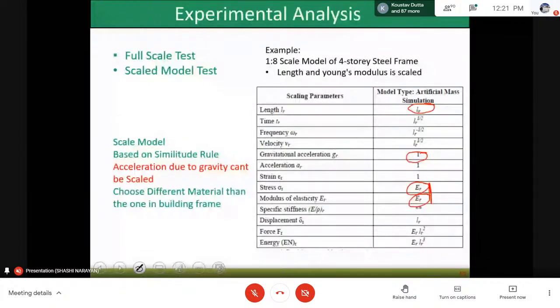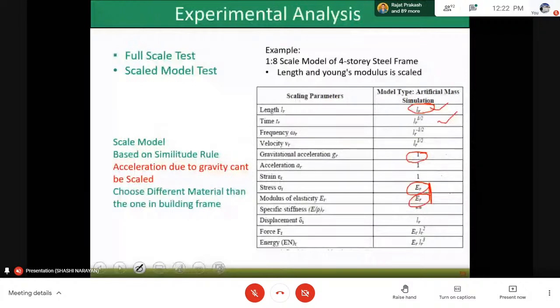So time scales by the square root of length, frequency is 1 upon that, then the velocity is dependent on this length parameter. Acceleration due to gravity is not being scaled. Then the normal acceleration is also not scaled. The strains are dimensionless quantities, so they cannot be scaled. The stresses are scaled in the ratio in which the elastic modulus has been scaled. Specific gravity we are not much talking of. Displacements scale the same way as the length. Forces will depend on the elastic modulus.